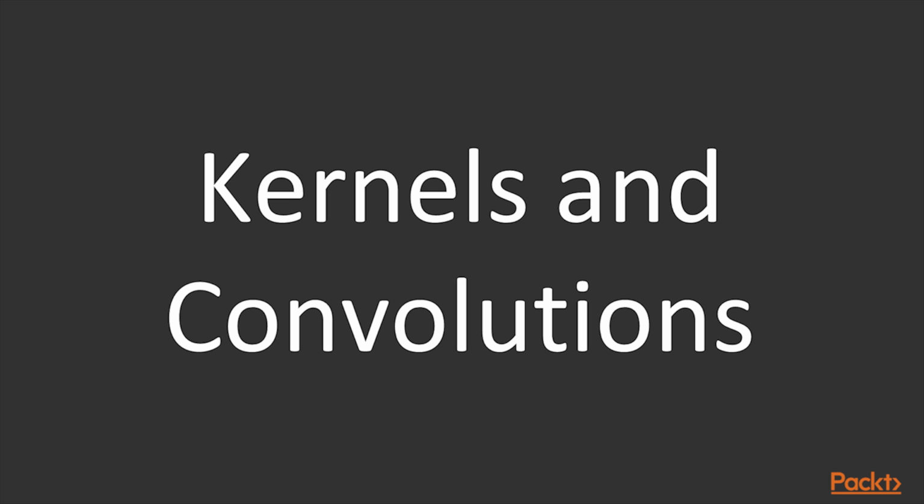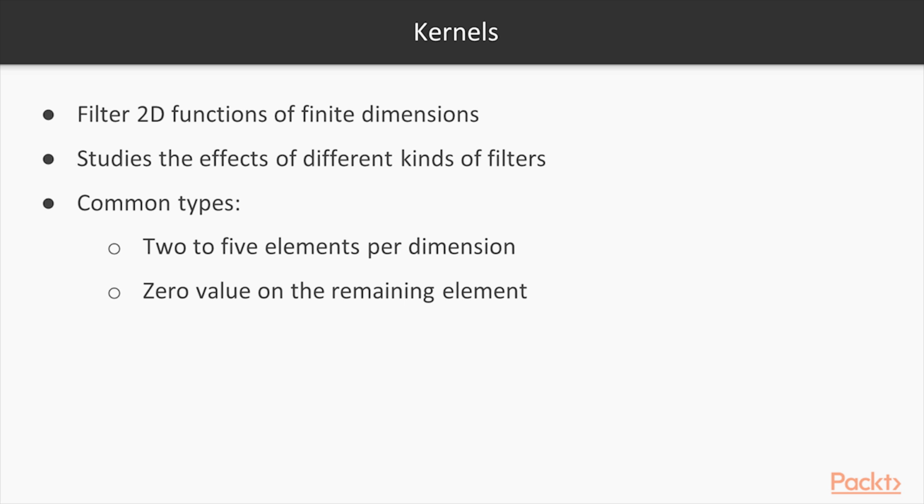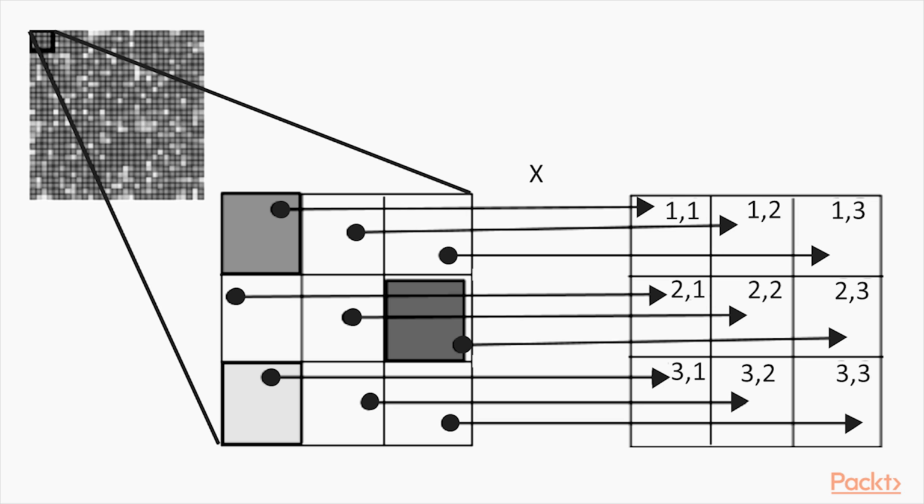Now it's time to learn the way in which we normally apply the convolution operator, which is through kernels. Kernels and convolutions. When solving practical problems in the discrete domain, we normally have 2D functions of finite dimensions that we want to filter through another image. This discipline of filter development studies the effects of different kinds of filters when applied via convolution to a variety of classes. The most common types of function applied are of 2 to 5 elements per dimension and of 0 value on the remaining elements. These little matrices representing filtering functions are called kernels.